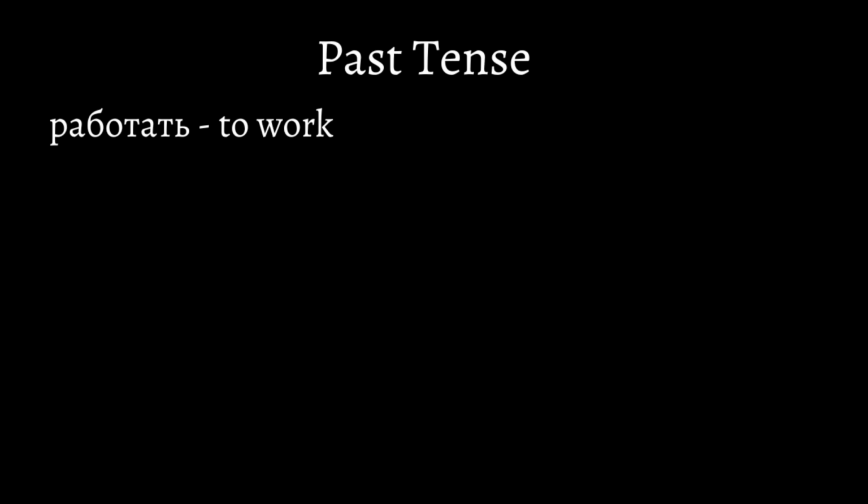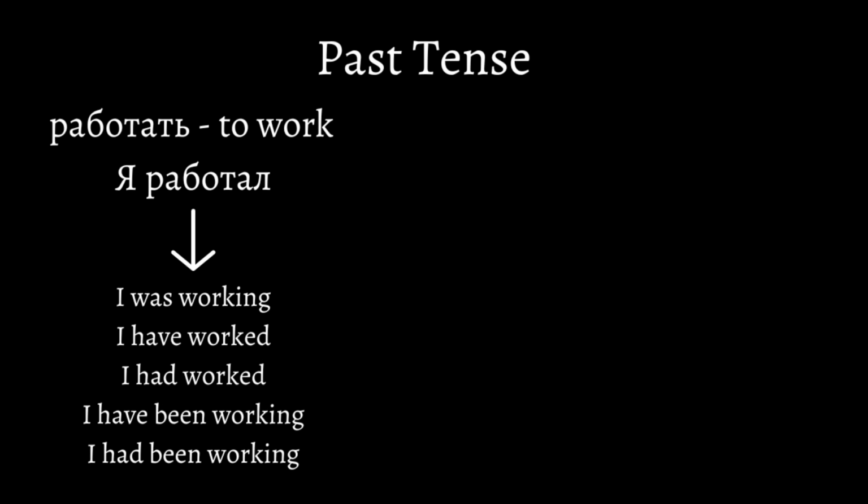Only one in the past. Я работал. We're using the pronoun я, and I did say that the grammar of past and future verbs is for the next video, but using some grammar here will not hurt anybody. Я работал. Now, how many continuous past variations of it are possible in English? I was working, I have worked, I had worked, I have been working, and I had been working.